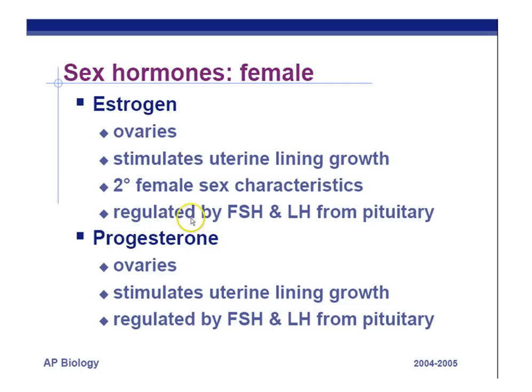The estrogen is going to be regulated by FSH and LH from the pituitary gland. If you remember, the anterior pituitary releases FSH and LH in males as well. In males, FSH stimulates the Sertoli cells to produce sperm in the seminiferous tubules. The LH, or luteinizing hormone, stimulates males to produce testosterone in the Leydig cells. In females, they stimulate estrogen as well as progesterone. Progesterone is also produced by the ovaries, and that's going to stimulate uterine lining growth as well, and it's also regulated by FSH and LH from the pituitary.